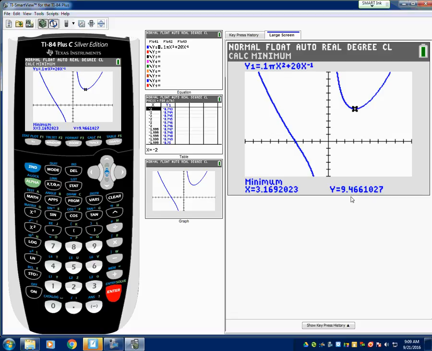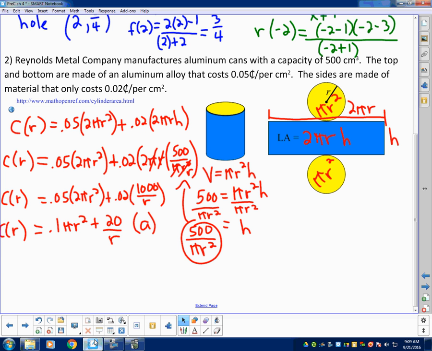So what this is telling me is, if I have a radius of 3.1169 centimeters, my cost will be about 9.5 cents per can. That's the minimum cost. So adjusting the radius of that can makes a difference in how much my cost will be, and when you're making millions and millions of these, it makes a difference. So, part B on here.